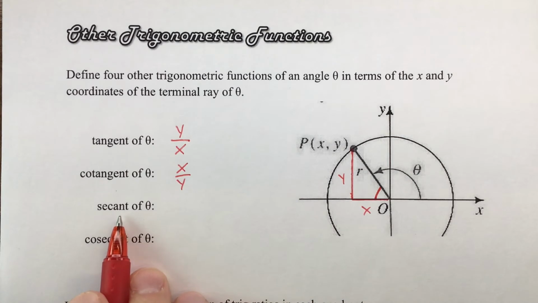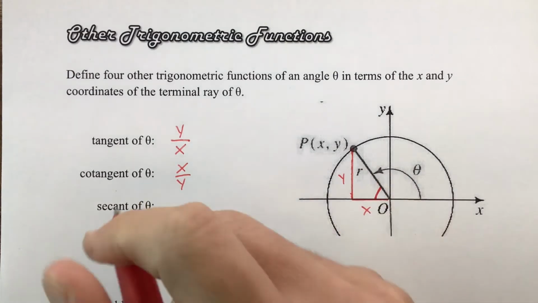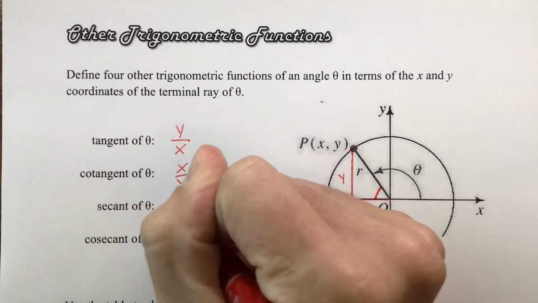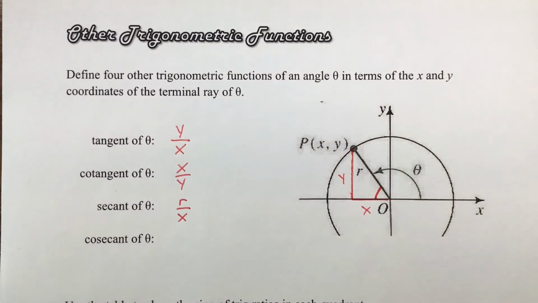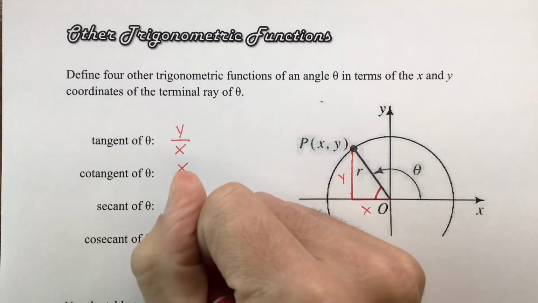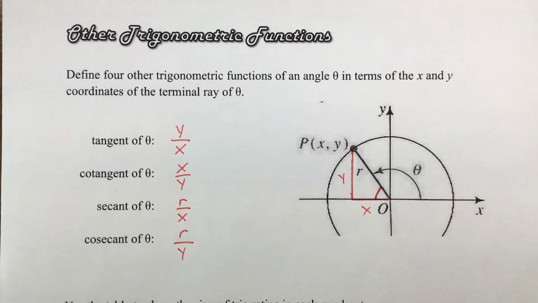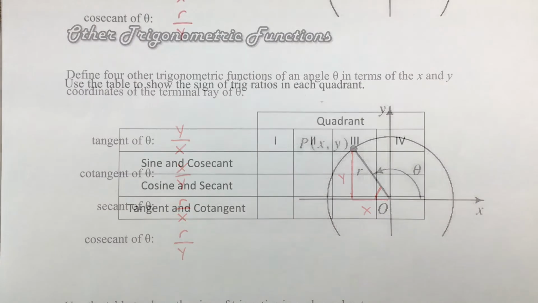Secant is the reciprocal of cosine. Remember that cosine is the x over the r value. So that means that secant is going to be the r value, the radius, divided by x. And cosecant is the reciprocal of sine. The definition of sine was the y value divided by the radius, so the reciprocal of that will be the radius divided by the y. So now we have definitions to all six trig functions.